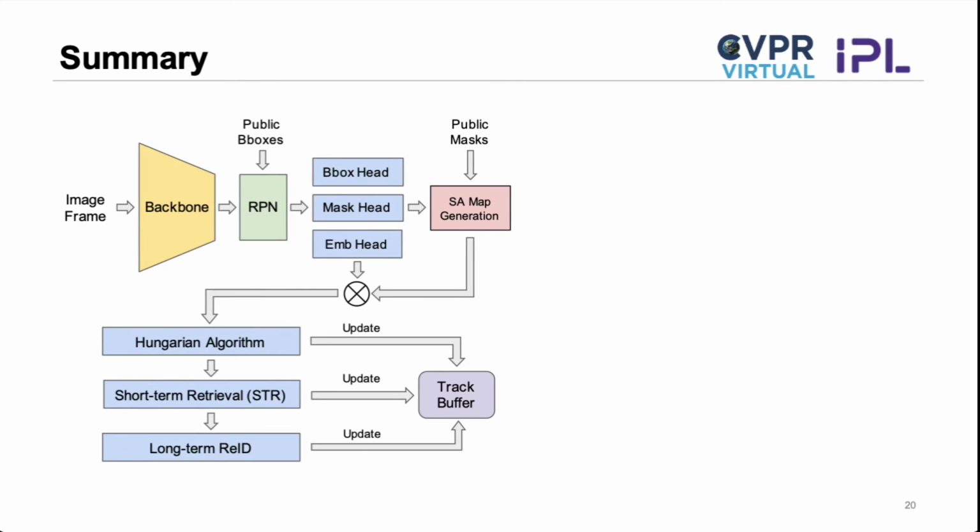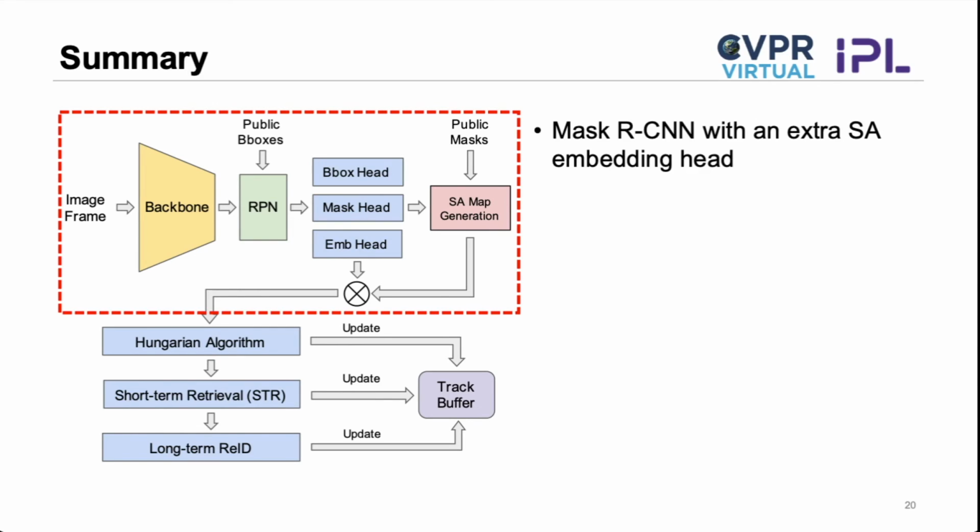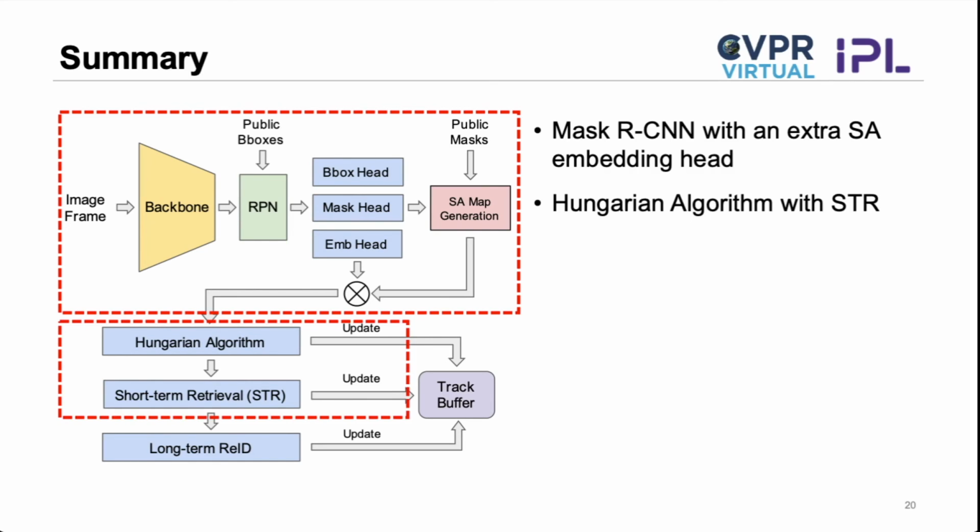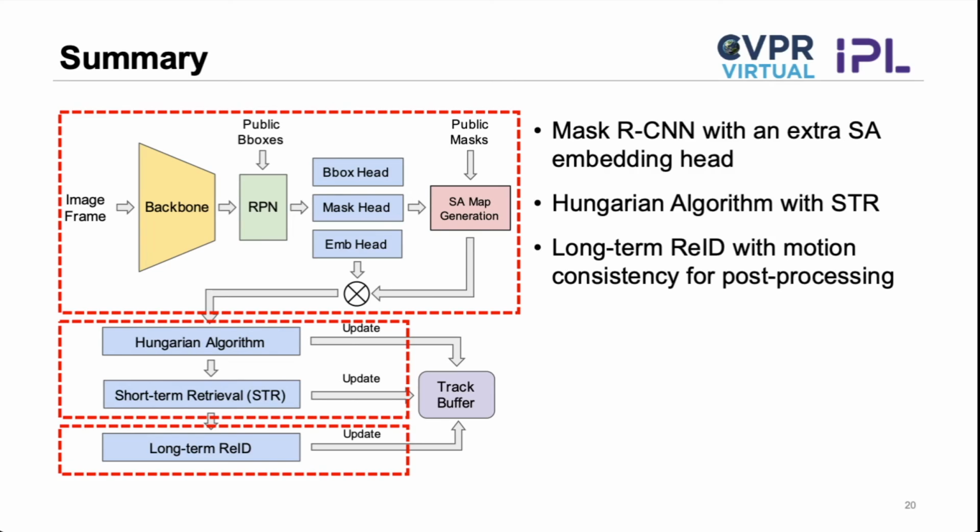To summarize, our proposed method consists of three parts. First, features are obtained from a pre-trained Mask RCNN with the given detections as region proposals and masks as spatial attention. Second, the Hungarian algorithm and the short-term lost track retrieval help to connect the detections. Third, considering feature similarity, trajectory, and motion consistency jointly, the ReID module further reduces the chances of ID switch.